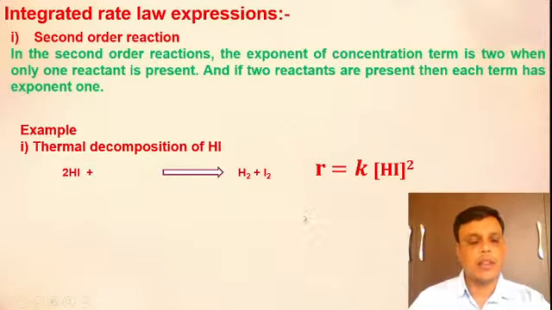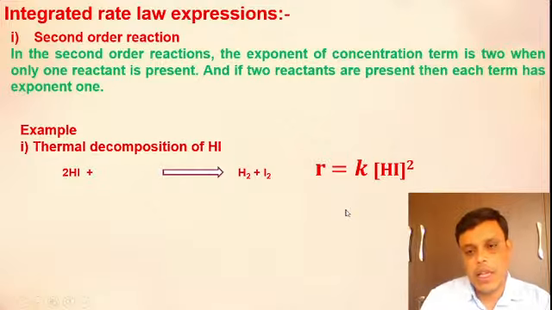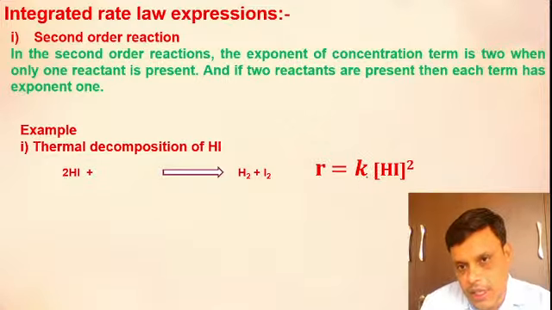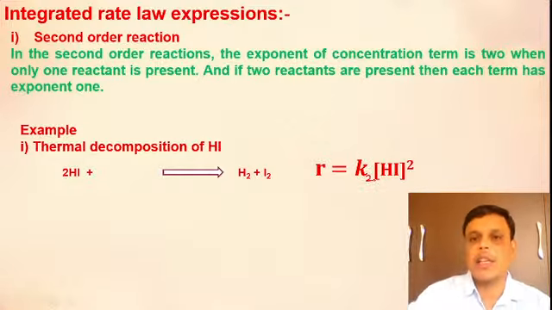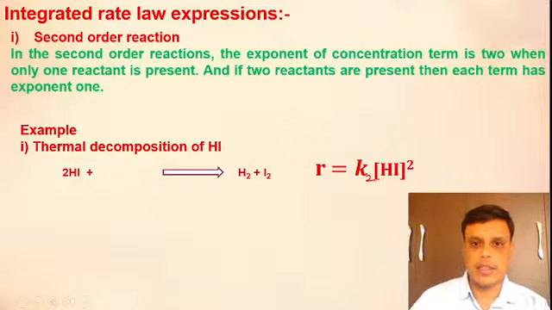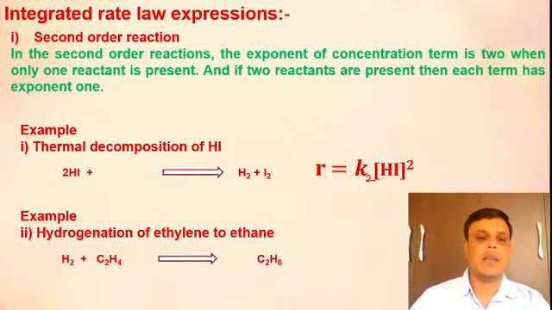So here the k is k2 because it is a second order reaction. Now we will see the second example.